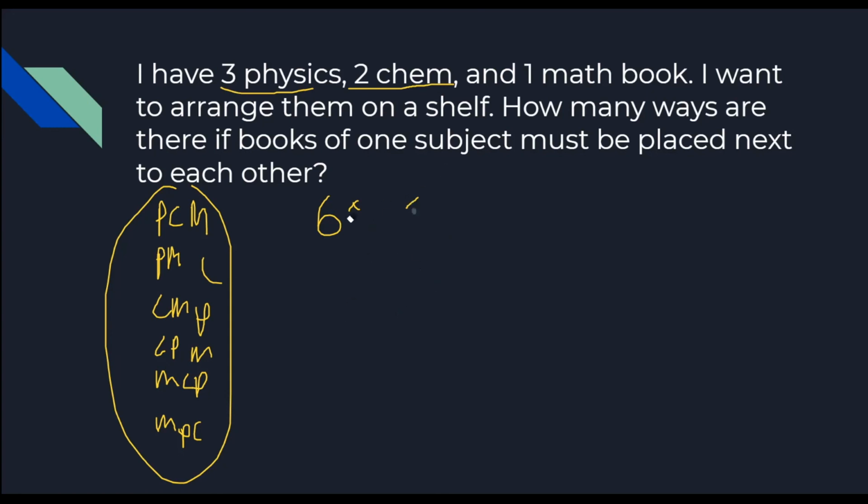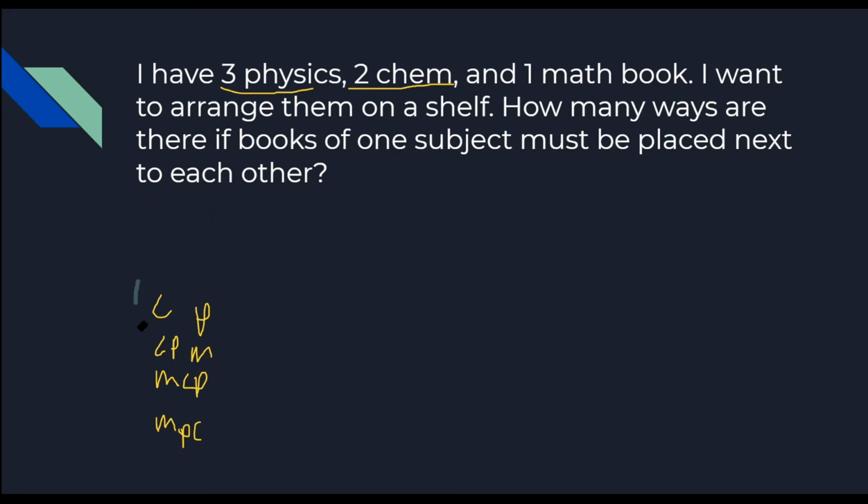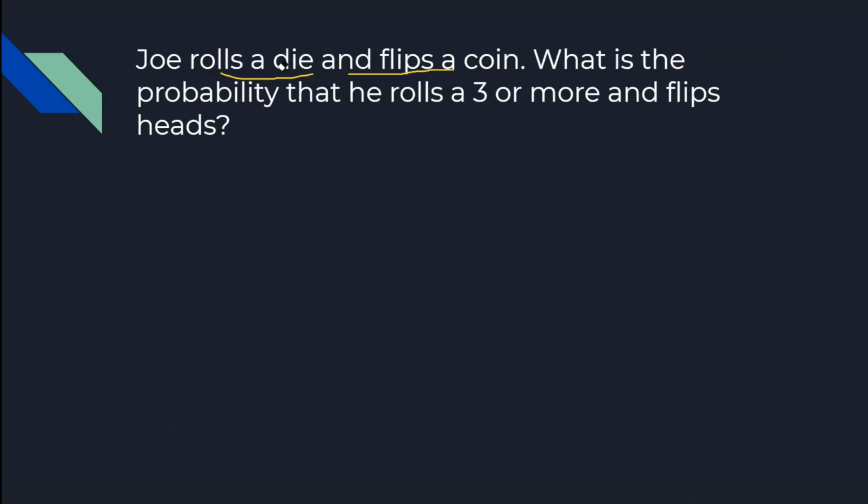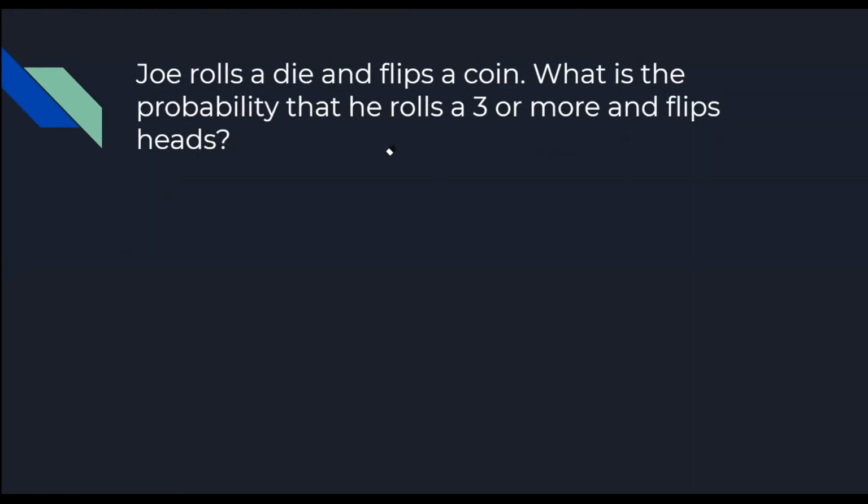I believe that's correct. Someone correct me if I'm wrong, by the way. Okay. Next question. So Joe rolls a die, 1 die, and he flips a coin. What is the probability that he rolls a 3 or more and flips heads?